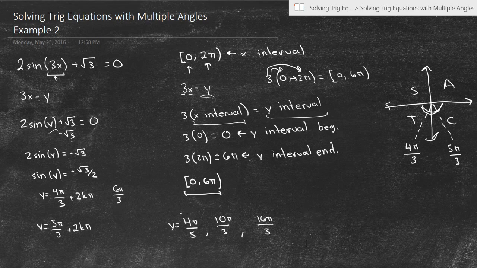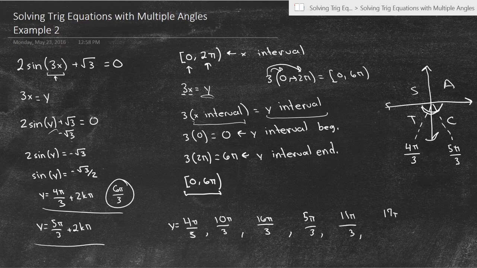So these are the three solutions for y using this one, and now we need to find them for this one. We've got 5 pi over 3, and again we're going to be adding 6 pi over 3, because that's what 2 pi is with a denominator of 3. So just adding 6 to the top. Then 11 pi over 3, which is still a lot less than 6 pi, and then we add 6 more, 17 pi over 3. That's getting really close to 6 pi. The next one would be 23 pi over 3, but that's over 6 pi, so that's not going to count.